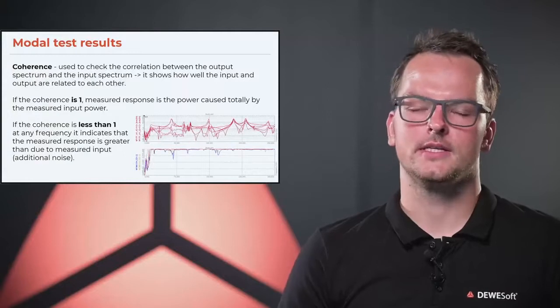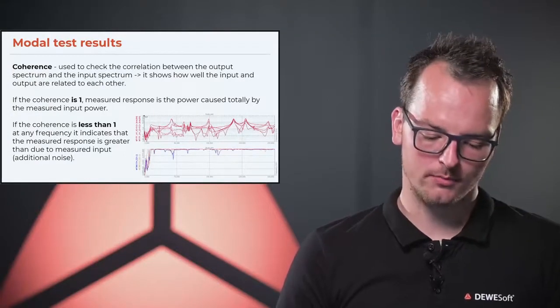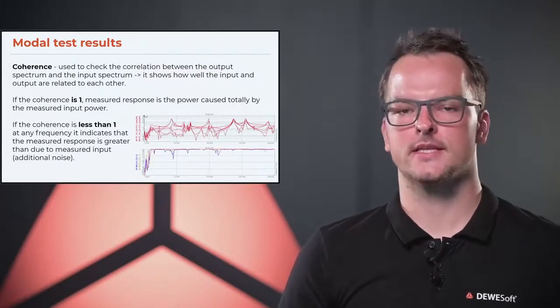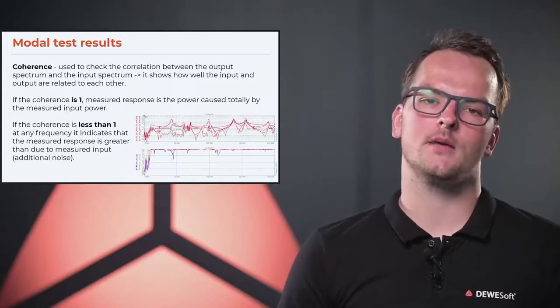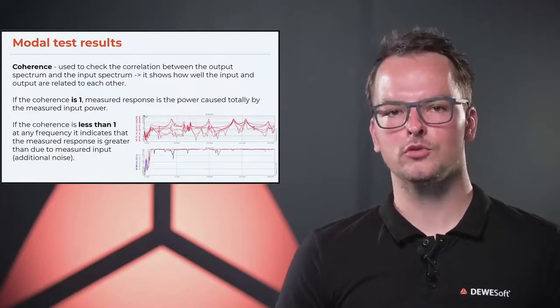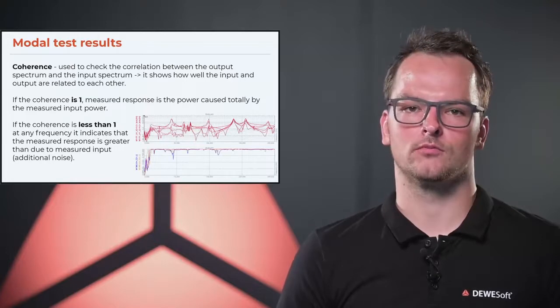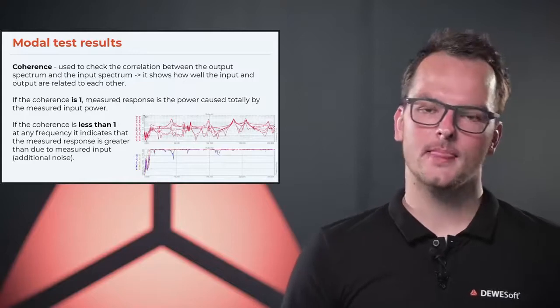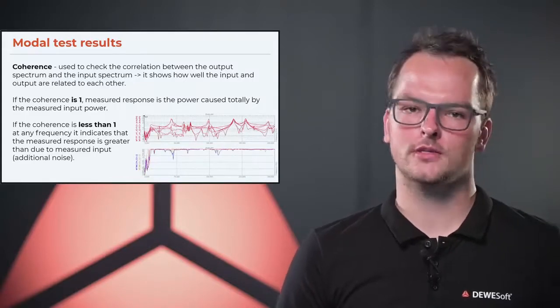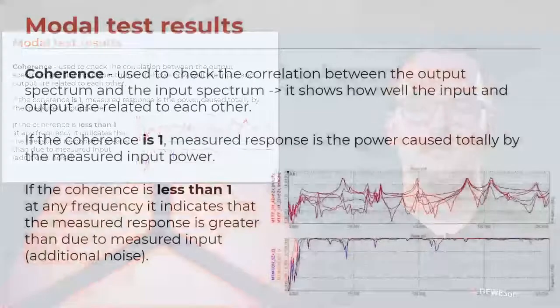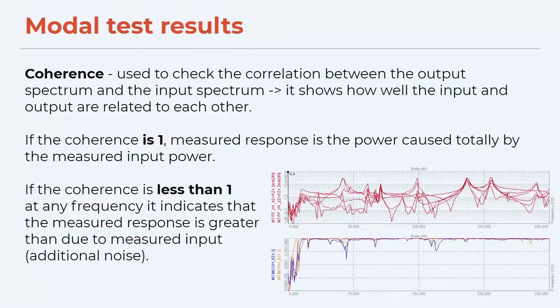The second function is the coherence, and this is also an important parameter when we are trying to validate whether our measurement was successful or not. The coherence is a number between 0 and 1, and it tells us how well our output spectrum is related to the input spectrum. So it shows us how good our measurement is, basically. If the coherence is 1, the measured response is caused totally by the input power. If the coherence is less than 1, it might indicate some noise in our measurement, or we need to repeat the measurement to excite also these frequencies.